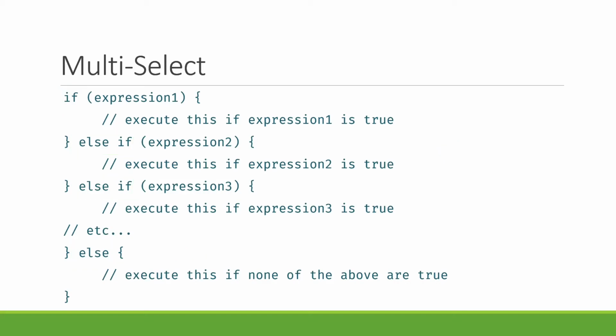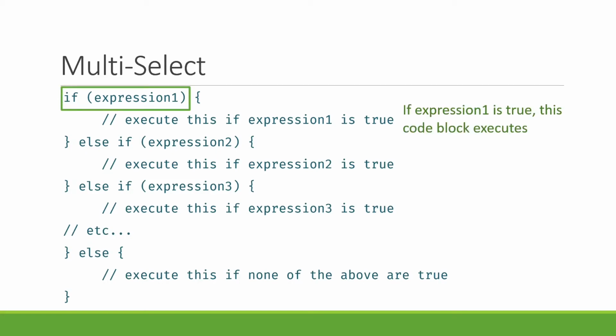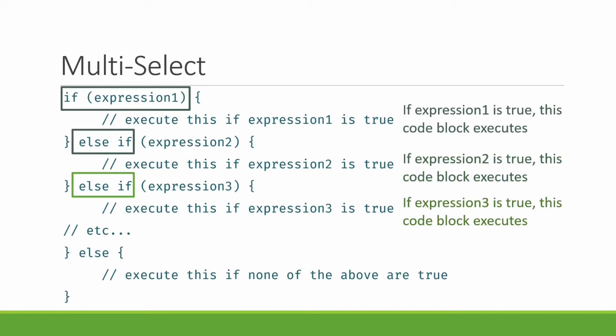The multi-sided if functions by first evaluating the first Boolean expression in the if block. If that condition is true, then the first code block executes. But if that condition is false, then the program flow moves down to the first else if block. That condition is then evaluated. If it's true, then that code block is executed. But if that condition is false, control moves to the next else if block.